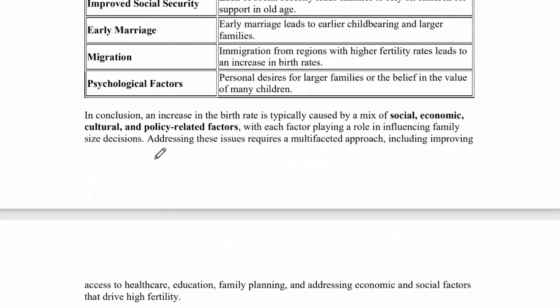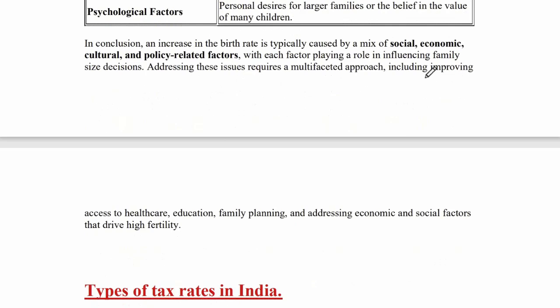So, in conclusion, an increase in the birth rate is typically caused by a mix of social, economic, cultural, and policy related factors, with each factor playing a role in influencing family size decisions. Addressing these issues requires a multifaceted approach, including improving access to healthcare, education, family planning, and addressing economic and social factors that drive high fertility.